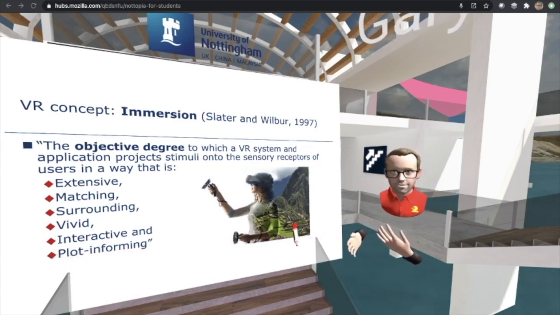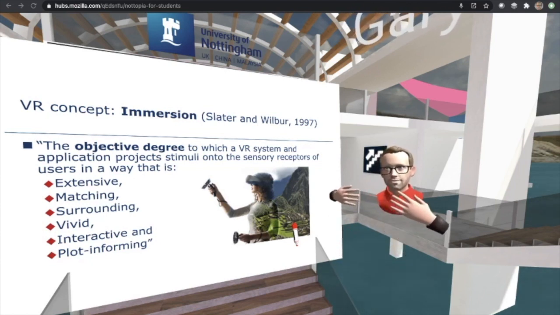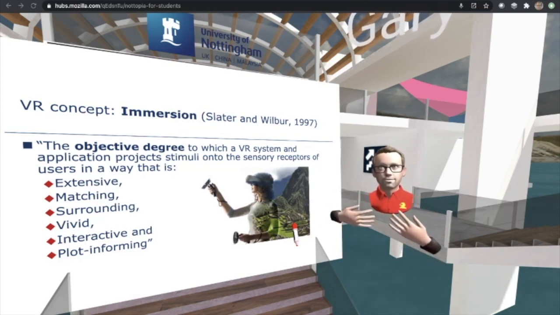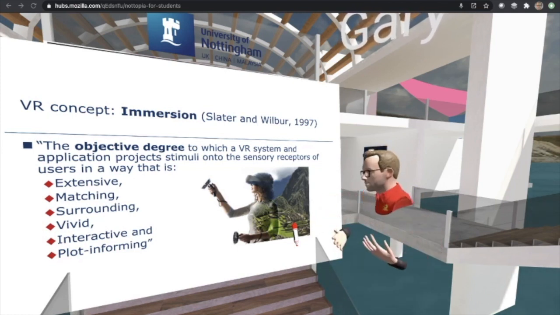And the last one, which we may not necessarily consider, but is also important to immersion, is a sense of purpose. There's a story. There's a plot. There's an unfolding series of events that occur within this virtual space.